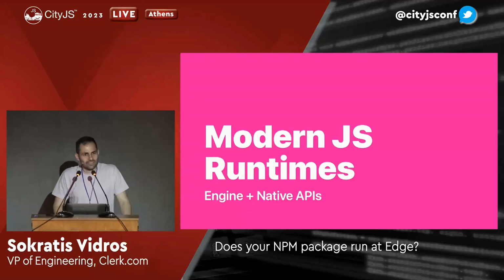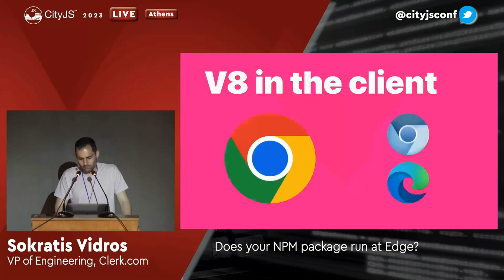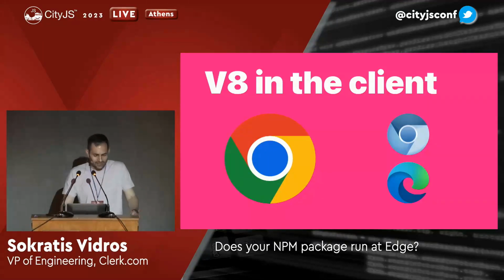So let's say that we solved the module system compatibilities, and now we have another topic, modern JS runtimes. So what's a JS runtime? It's basically the JavaScript engine and the native APIs that surround it. The most popular one is V8. I'm sure you're all familiar with V8. You use it every day. V8 is in Chrome. It's also in the Chromium browser. It's also in Microsoft Edge. And we've been using the engine in the browser for more than 20 years now.